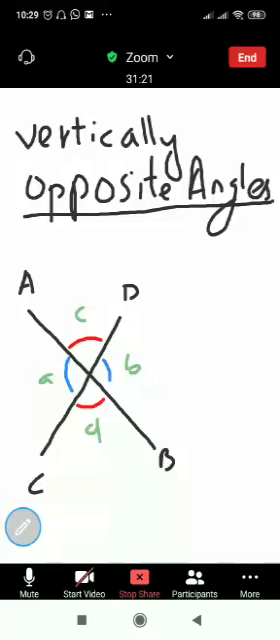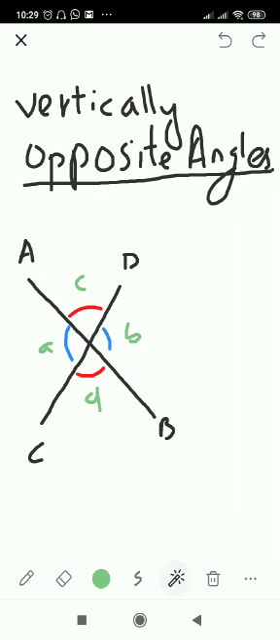Now in this figure, you all can see that two straight lines AB and CD intersect at a point. They intersect at this point, which we can say is O. So AB and CD intersect at a point, and when they intersect at a point, angles are formed here.